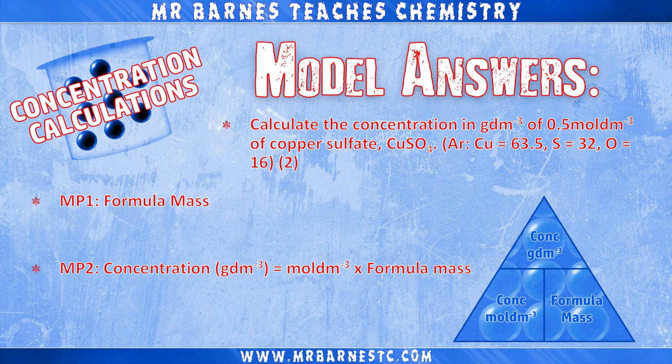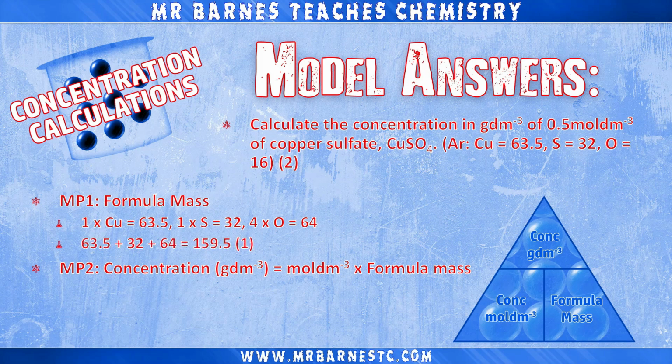Even if you can't do the rest of these conversion calculations, you can pick up marks for getting this simple technique right. So we have 1 copper with a mass of 63.5, 1 sulfur with a mass of 32, and 4 oxygens, each with a mass of 16, giving me 64 in total. Add this all together and we get 159.5 for your first mark.